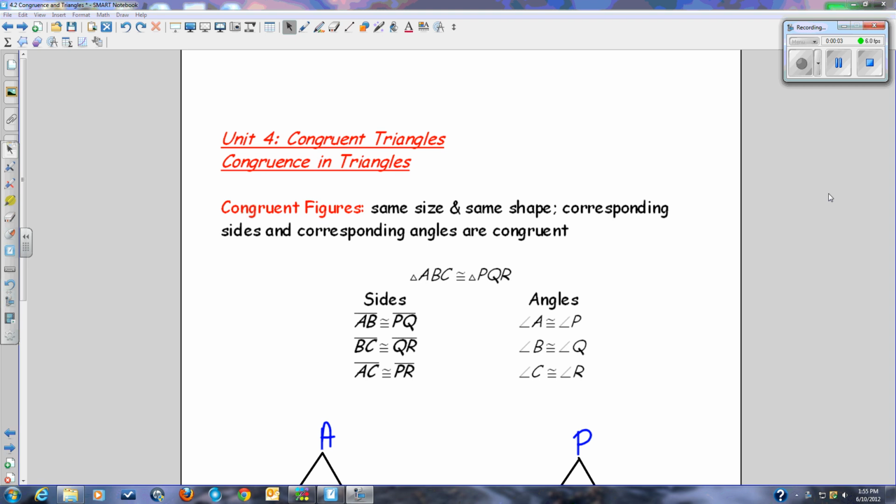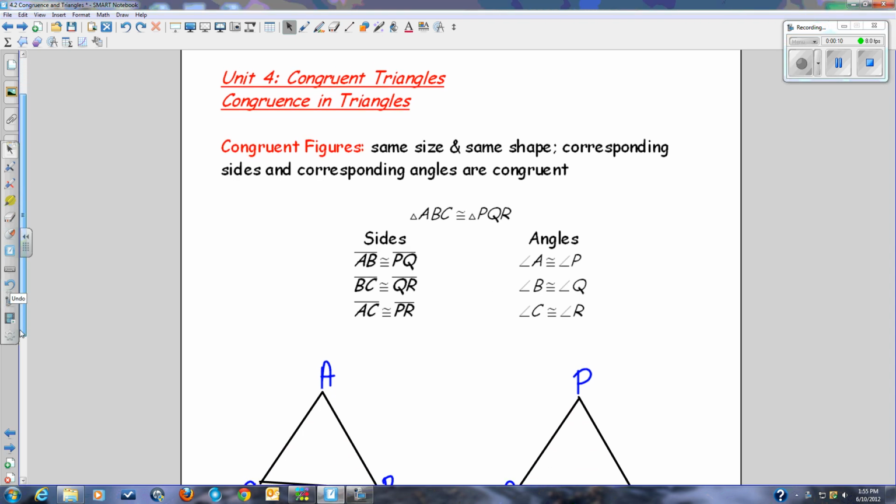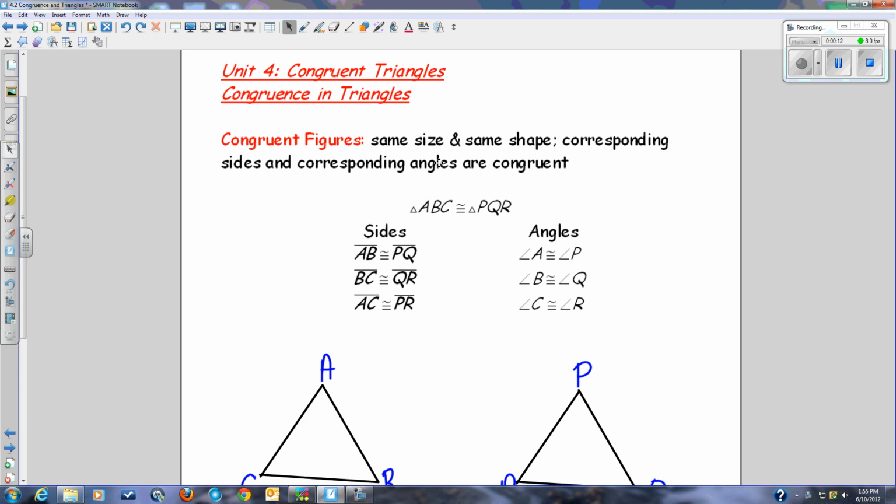In this video, we're going to be talking about congruence in triangles. We're going to start by talking about congruent figures. Congruent figures have the same size and same shape. Corresponding sides and corresponding angles are congruent.